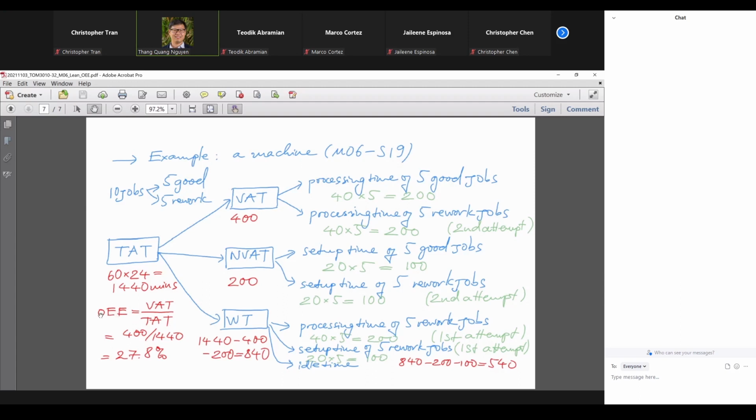And at the end, we come up with a new concept called the overall equipment effectiveness, or OEE, right? So the equation is we take value added time divided by the total available time. And at the end, the answer is 27.8%, right? What is that 27.8%? Let's call that 28% to make it easy.